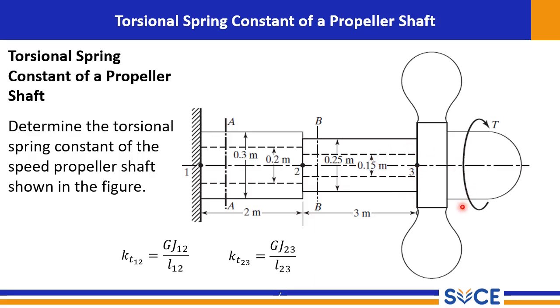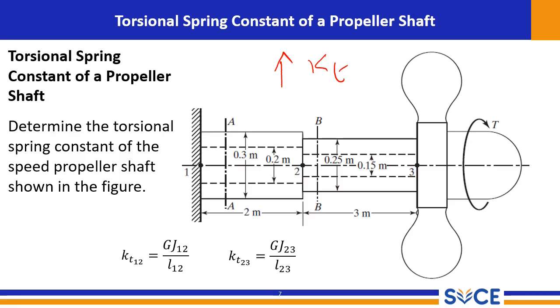The torque is denoted by T, which is applied at the free end of the shaft where the propeller is attached. The torsional spring constant, K suffix T, represents the resistance of the shaft to twisting forces. A higher K_T means the shaft is stiffer and requires more torque to twist it by a certain angle.